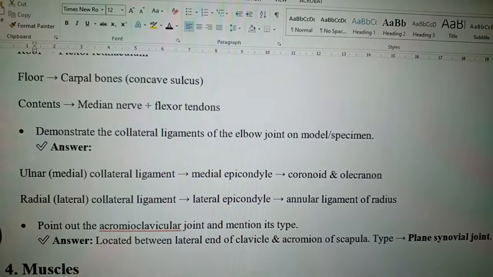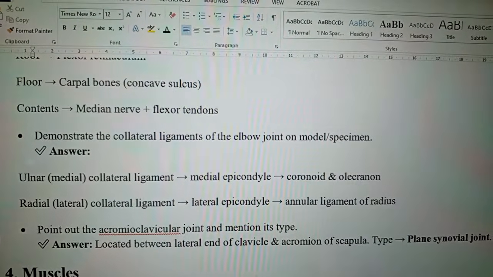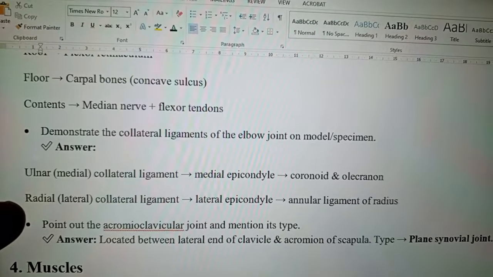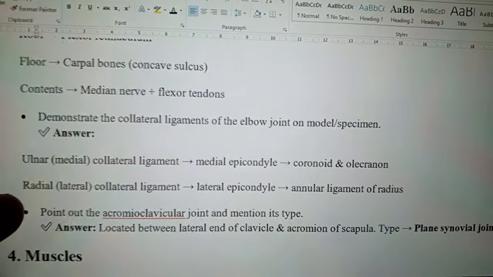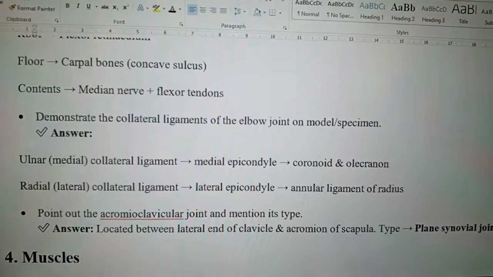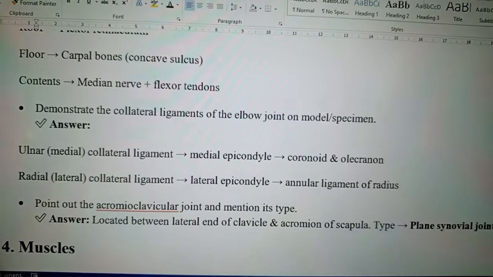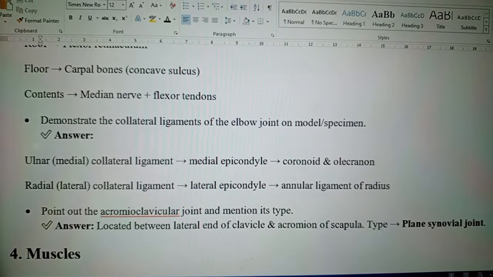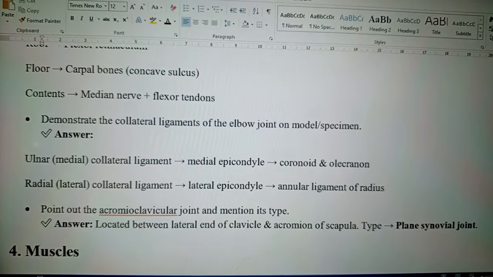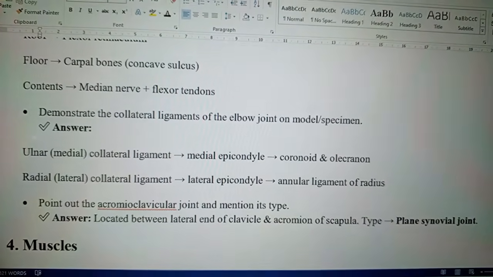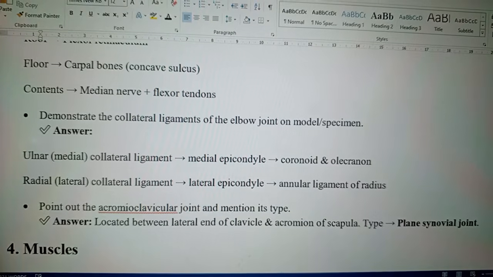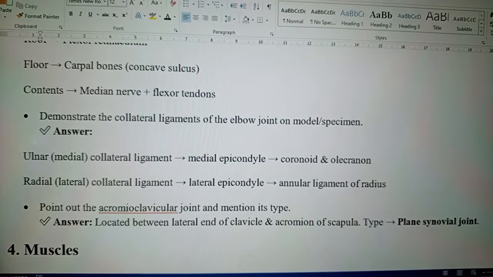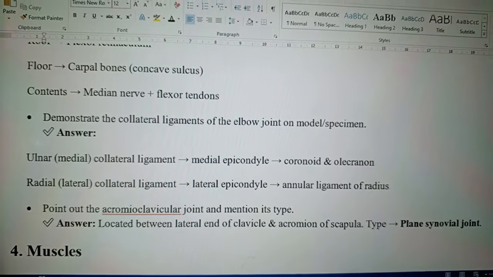The ulnar collateral ligament is present on the medial epicondyle, coronoid and olecranon process. The radial collateral ligament; these are the ligaments of the elbow joint. The collateral ligaments of the elbow joint are the ulnar collateral ligament and the radial collateral ligament. The ulnar collateral ligament is present on the medial epicondyle, coronoid and olecranon, and the radial collateral ligament is present on the lateral epicondyle and the annular ligament of the radius.